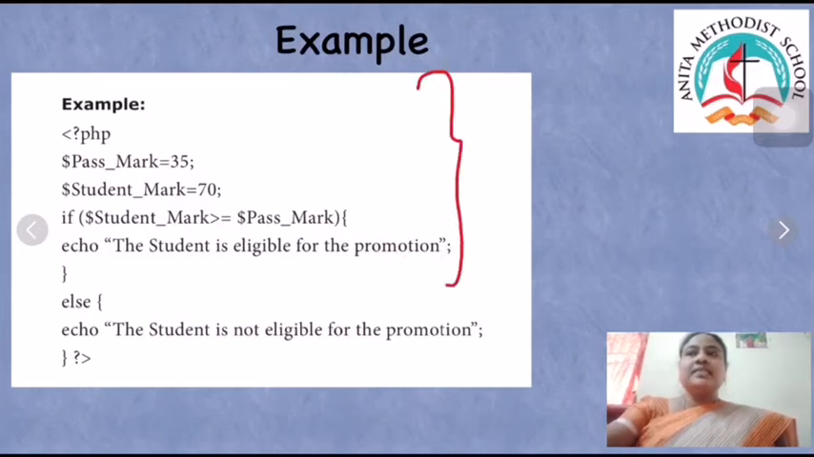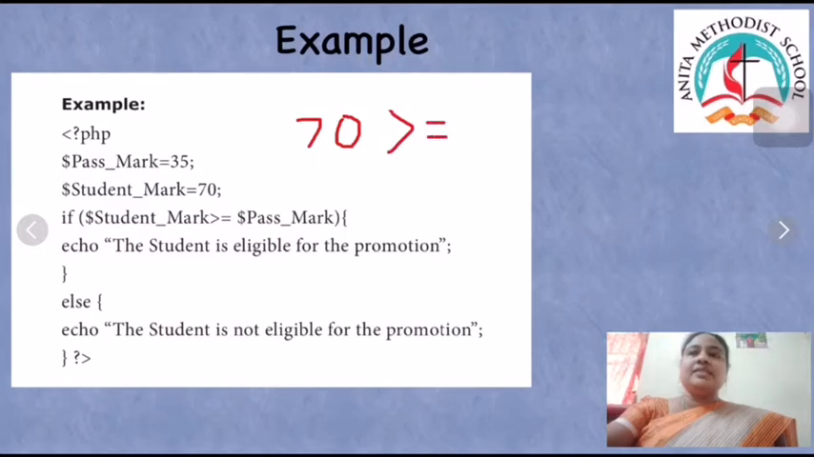Okay, children, here the student mark is 70, the pass mark is 35. Here inside the if, what is the condition? In the place of the student mark, just put 70. So 70 greater than or equal to 35. It checks the condition. 70 is greater than or equal to 35, so the condition is true. So the statement inside the echo executes: the student is eligible for the promotion.